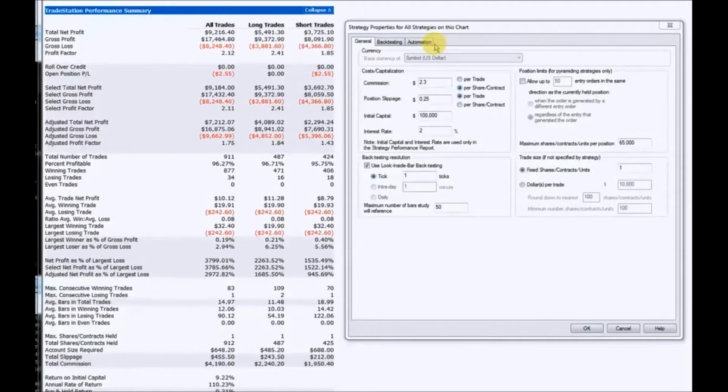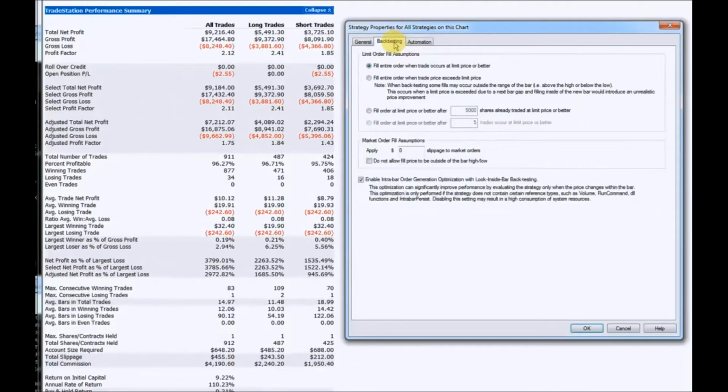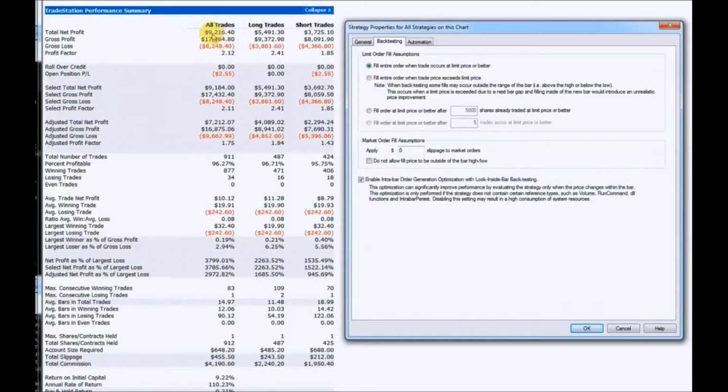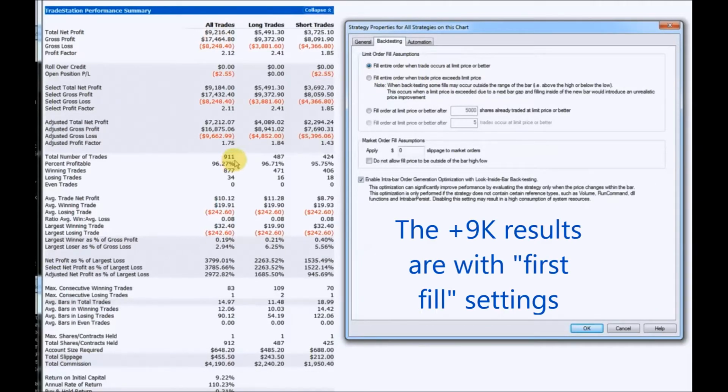All right, so I'm going to go to the backtesting, and I'm going to say instead of filling when a trade occurs at the limit price or better, fill the entire order when the trade price exceeds the limit price. This is where we crashed, if you remember. So now instead of trying to get 2 ticks, I'm going to have to get 3 for this thing to fill. So the 911 trades are basically, remember the old UTS thing that RPM was trading so fast because it was first fill stuff, right?